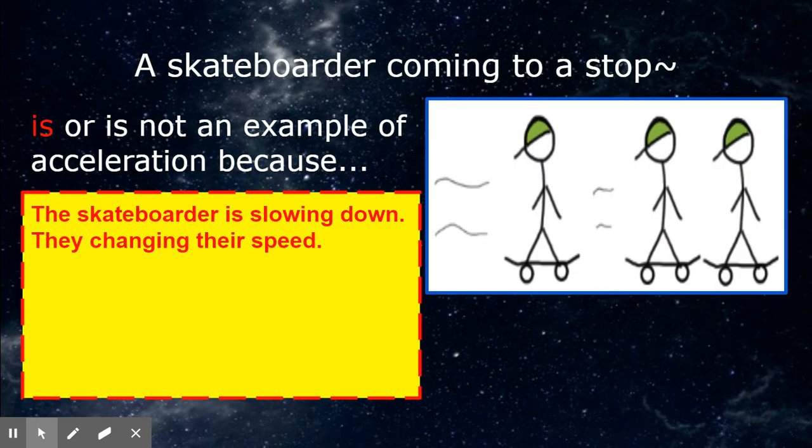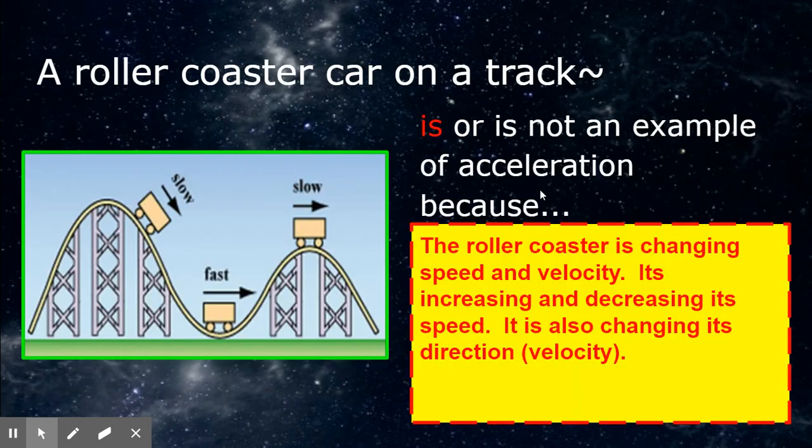A skateboarder coming to a stop is an example of acceleration because the skateboarder is slowing down, so they're changing their speed. A roller coaster on a track is an example of acceleration because the roller coaster is changing its speed and velocity. It's increasing and decreasing its speed. It's also changing its direction, velocity.